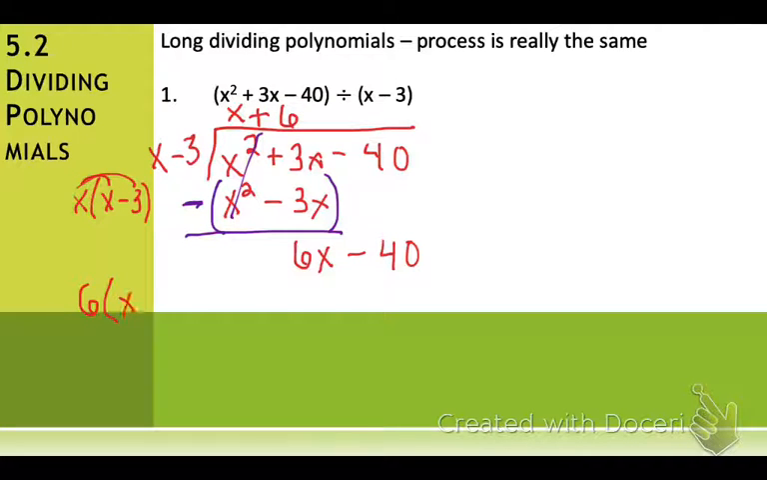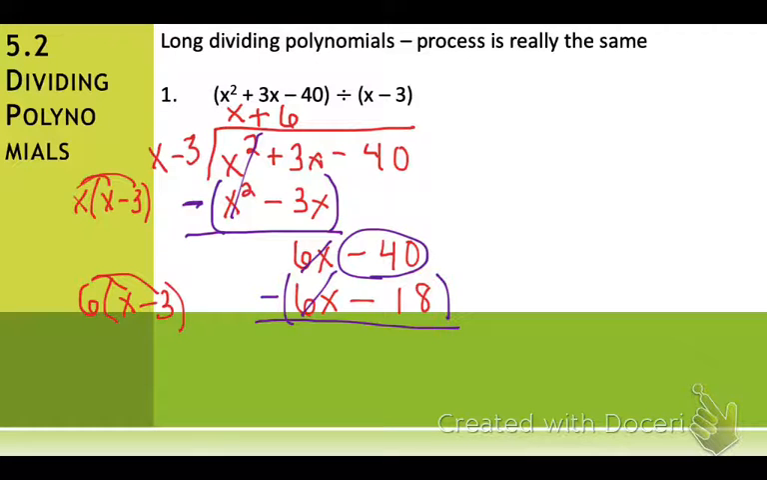6 times x minus 3. That's going to give me 6x minus 18. Again, parentheses are key to make sure that you subtract everything. And 6x minus 6x, those cancel out. Now be careful here, that's negative 40 minus negative 18. And again, I don't care if you use a calculator. Just type it in, negative 40 minus negative 18, and you easily get negative 22.